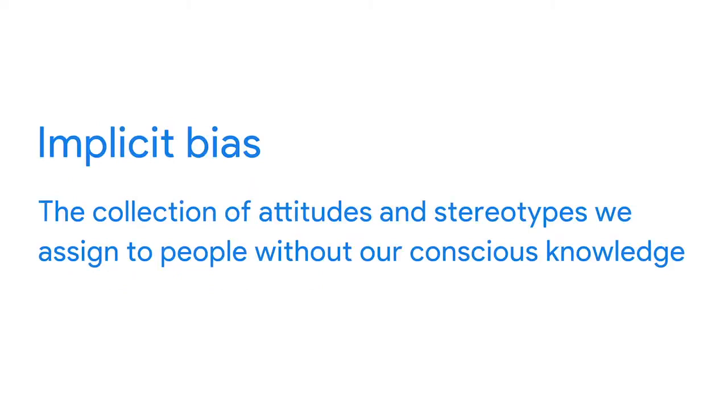First, implicit bias, or unconscious bias, is the collection of attitudes and stereotypes we assign to people without our conscious knowledge. These attitudes and stereotypes are often negative, exclusionary, or disempowering. When recruiting participants for usability studies, any implicit biases you have against a particular user group might impact your expectations for how those participants will interact with the product.